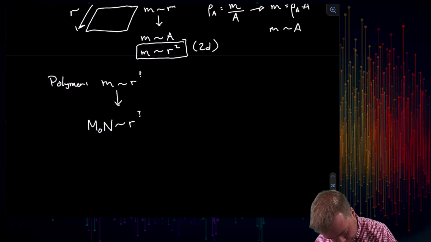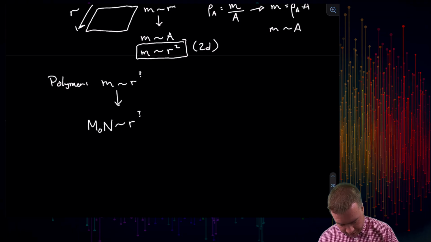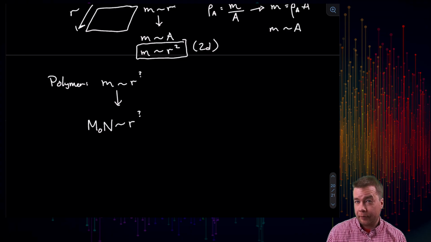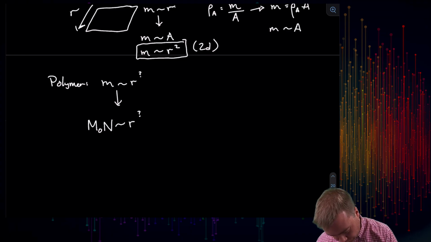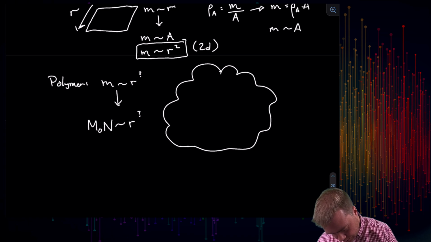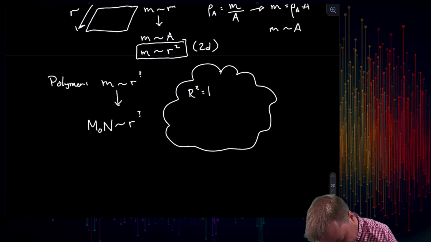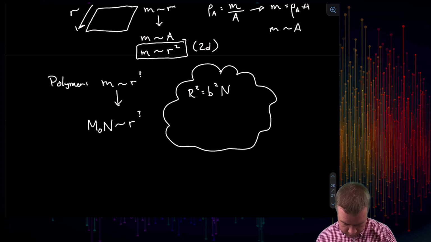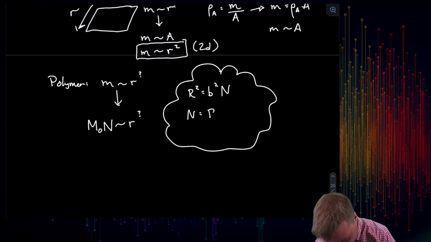But what is N? Well, N is the number of Kuhn monomers that we have. We can relate N to R though, right? Because we went through all of this work, so maybe over here separately, we know that R squared is equal to b squared N. So this means that N is equal to R squared over b squared.